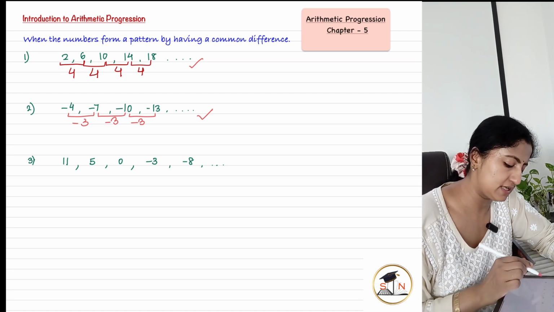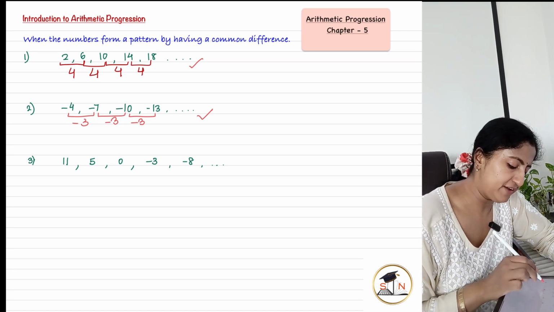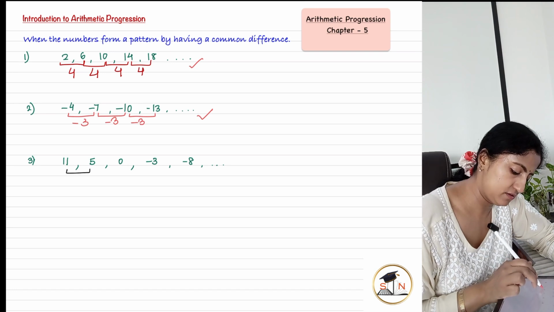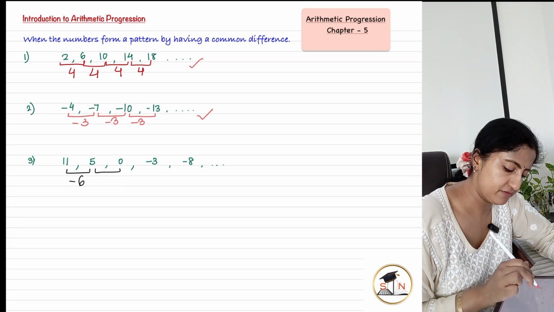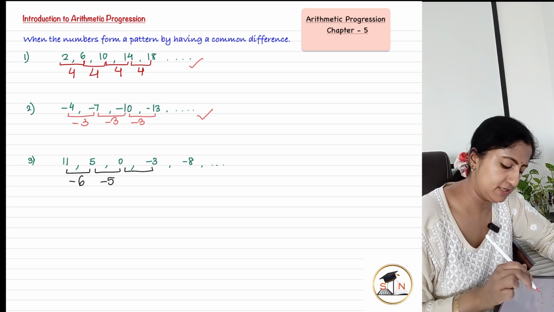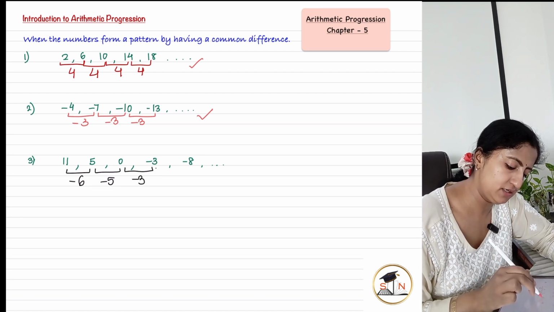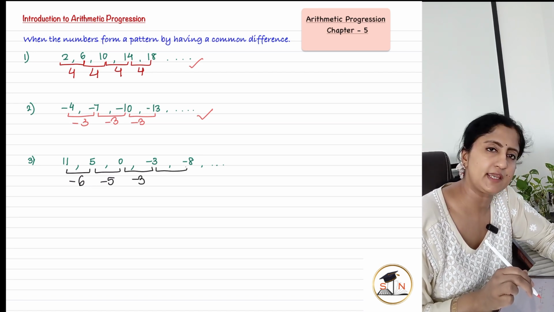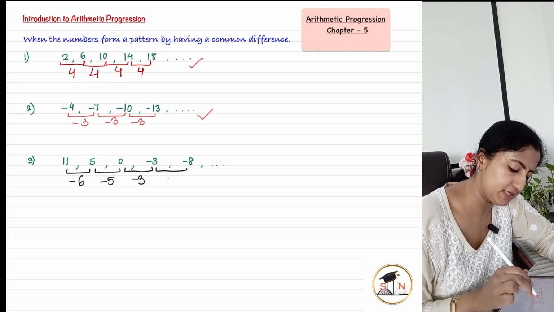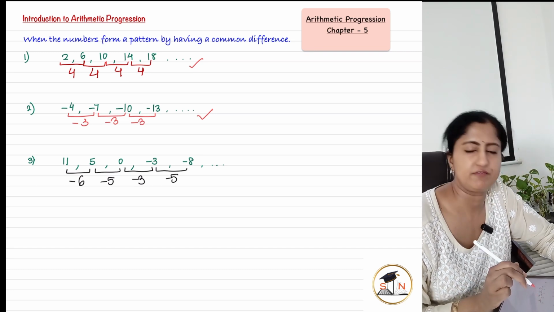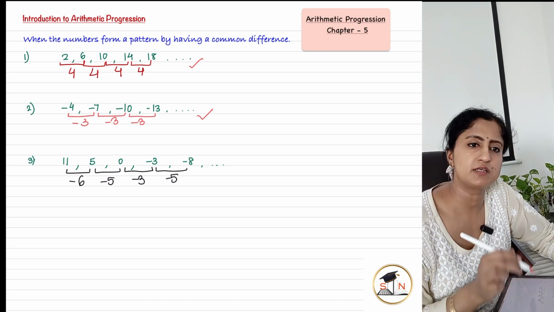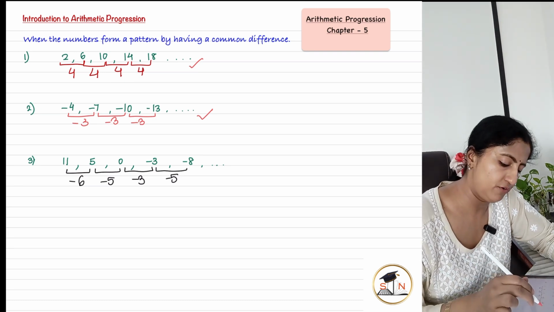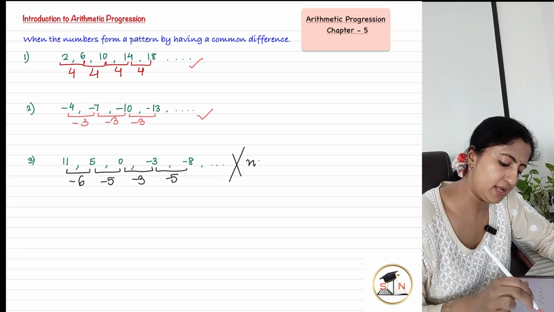Now, the last example on the screen, 5, minus 11. Minus 6. 0 minus 5, minus 5. Minus 3 minus 0, minus 3. And the last, minus 8 minus minus 3 is minus 5. What we can see over here is that the difference is not the same amongst all the consecutive terms. Therefore, this is not an AP.